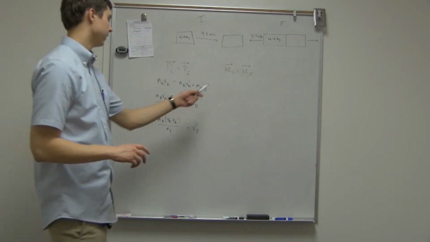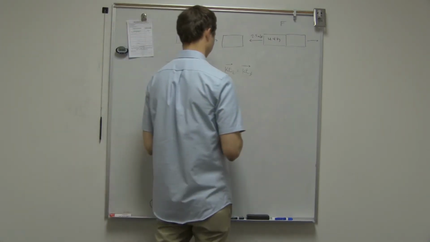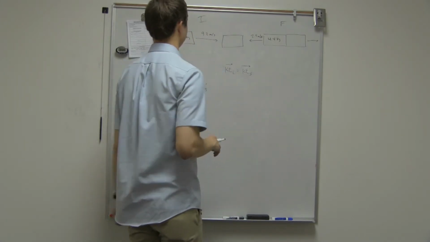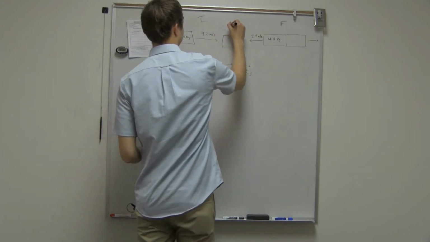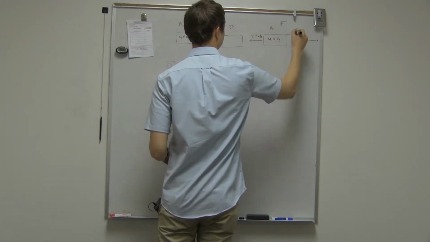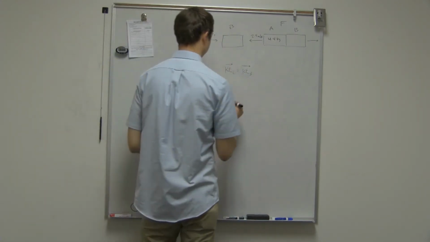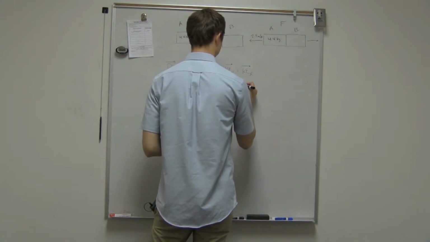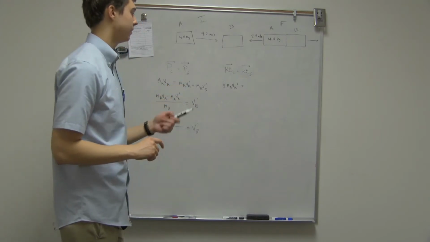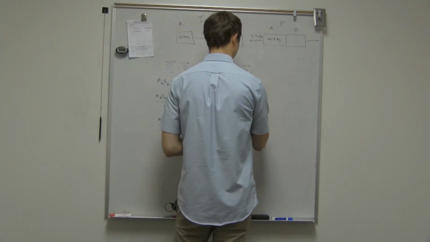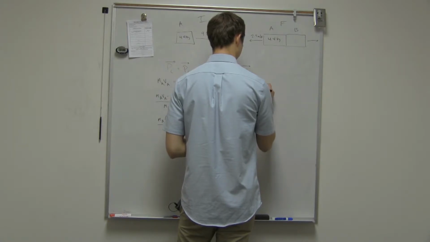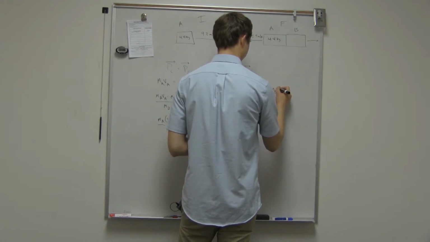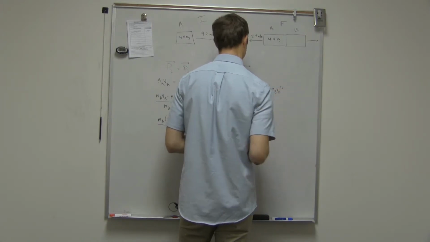Okay, so let's come over here to the kinetic energy and see what we can derive. Kinetic energy initial, again, is just going to be whatever kinetic energy block A has, because block B is not moving. So we're going to have 1/2 MA VA squared. The kinetic energy final is going to be a combination. So we'll have 1/2 MA VA prime squared plus 1/2 MB VB prime squared.